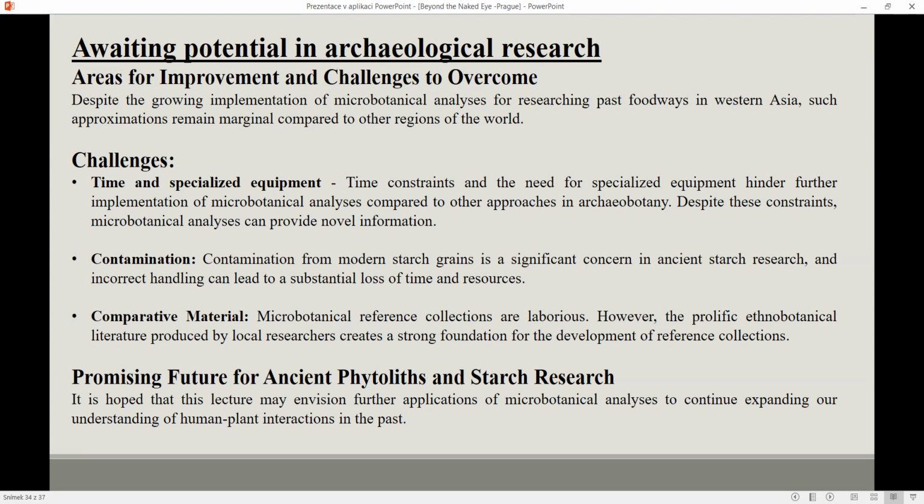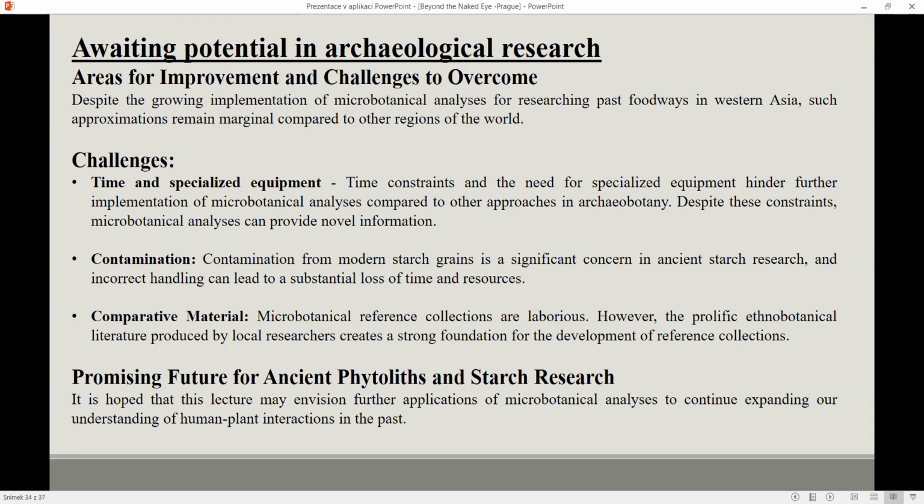And finally, comparative material. I think this is also an area that needs further development, where building certain microbotanical reference collections is laborious. But in the case of Western Asia, the prolific ethnobotanical literature produced by local researchers, for example in Turkey, creates a strong foundation for the development of a reference collection that can also help us have a better understanding of how these plants were used.